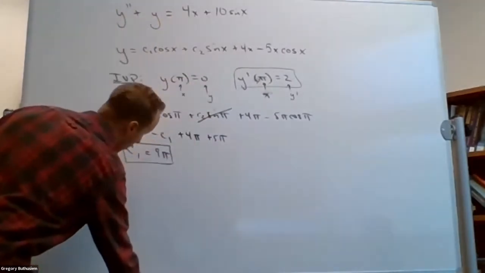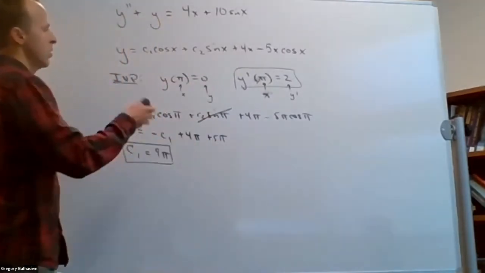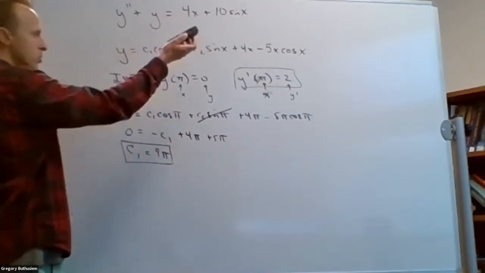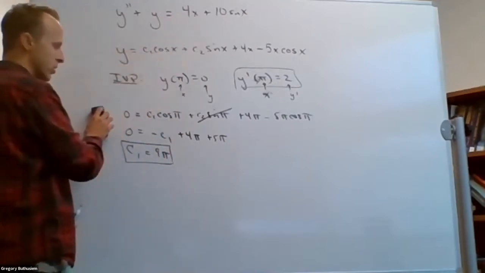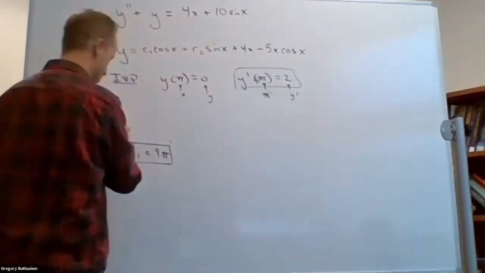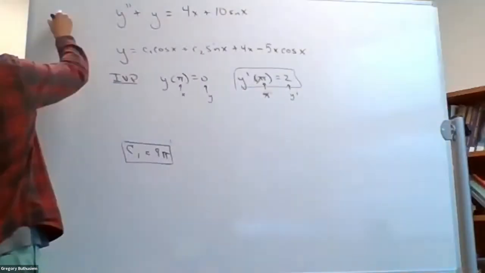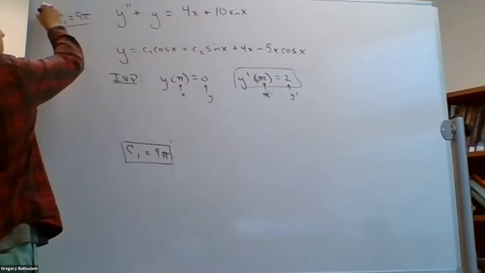So that would require me to find y prime though. Well, I have to do that. It's going to be hard to do, find y prime on this thing. So let's write this over here. C1 was 9 pi.